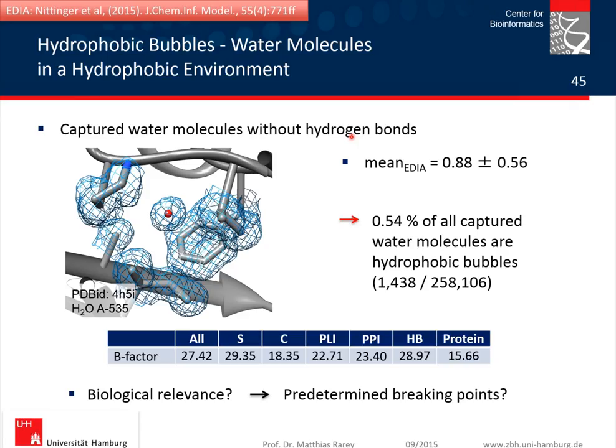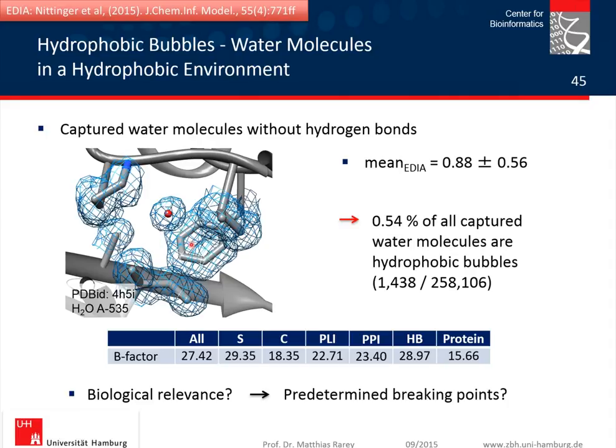Just one thing we were certainly interested in are so-called hydrophobic bubbles. So are there water molecules with a clear crystallographic resolution which do no hydrogen bonding at all? And with EDIA we can answer this question, and we see that about 0.5% of all captured water molecules. So a captured water molecule is a water molecule which has protein all around. Yes, so in a situation like this here. So no other water molecules or ligand. So every 200th of these water molecules can be considered as a hydrophobic bubble.